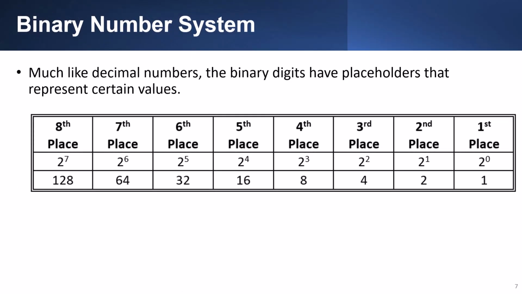Much like decimal numbers, the binary digits have placeholders that represent certain values. So the rightmost value is 2 to the 0 power, which is the 1 place. The next digit to the left is 2 to the first power, which is the 2 place. The next digit is 2 to the second power, which is the 4 spot. So as you can see, we double each value going from right to left: 1, 2, 4, 8, 16, 32, 64. So the 8th digit, or 2 to the 7th power, is the 128 spot.